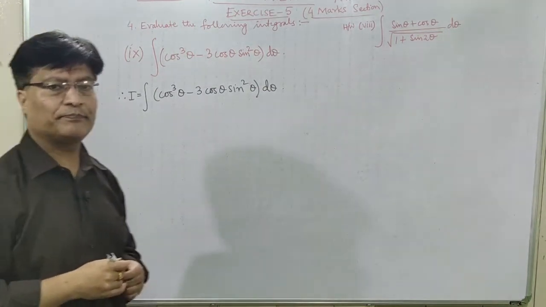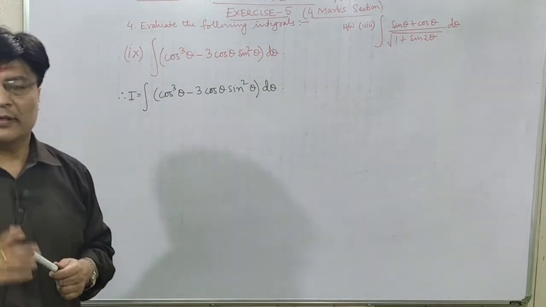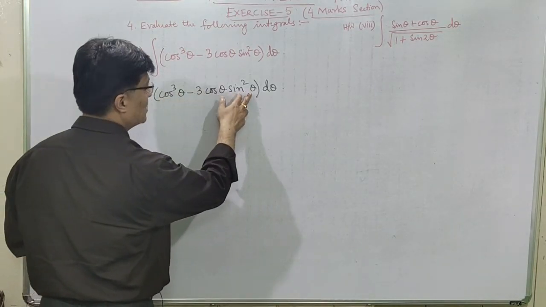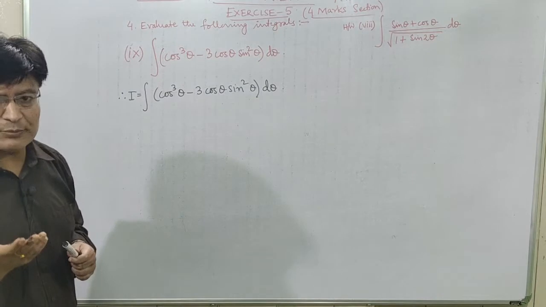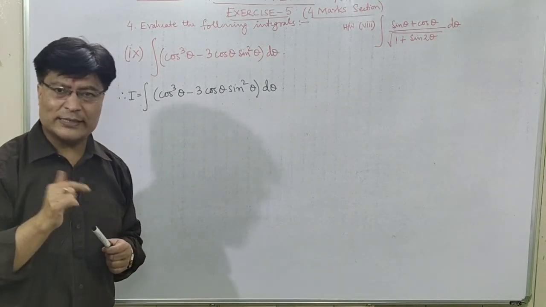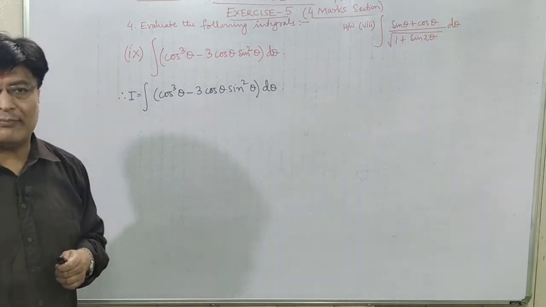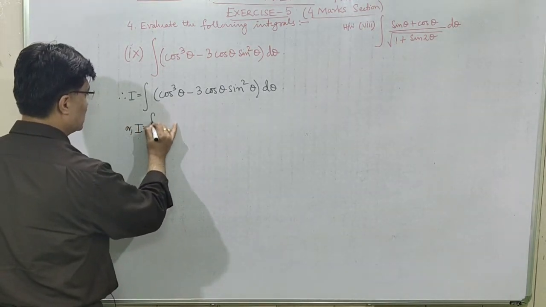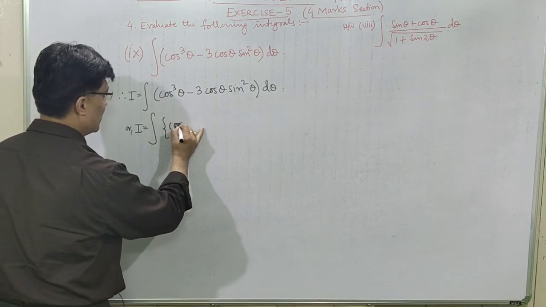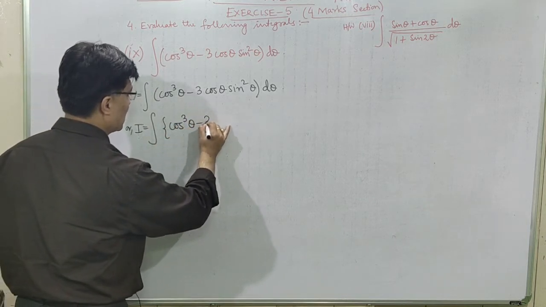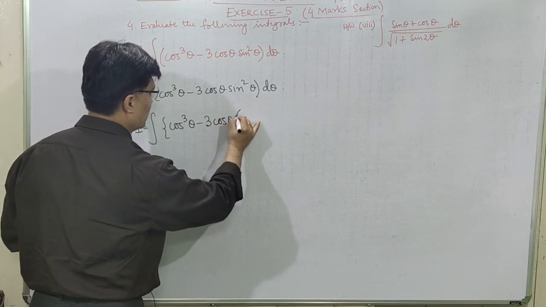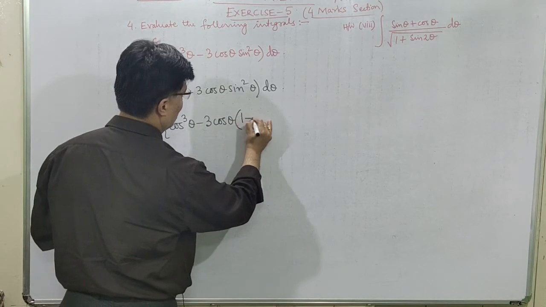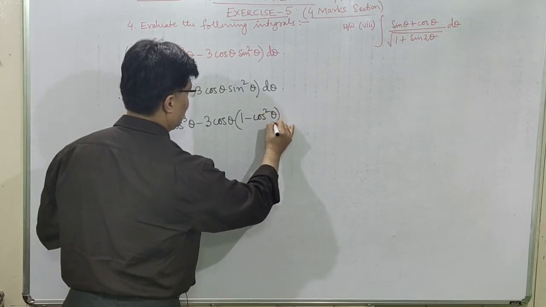So how will you do it? You cannot separate it. So let us simplify it first. Since these are in terms of cos theta, this sin square theta can be written in terms of cos theta. What is sin square theta in terms of cos theta? It is 1 minus cos square theta, right? So let us write here I is equal to integration of within second bracket, it is cos cube theta minus 3 cos theta within bracket. What is sin square theta? This is your 1 minus cos square theta.